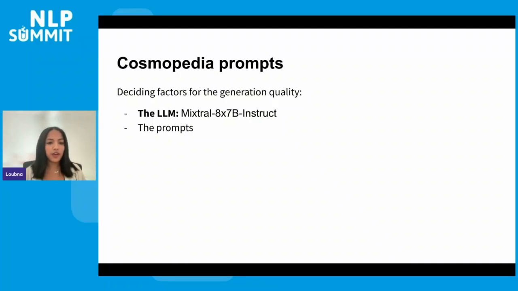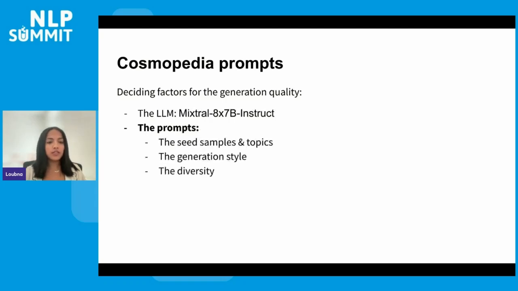So despite the fact that, for example, Llama 3 was better than Mixtral on the benchmarks, the synthetic data that was generated yielded models that had similar performances. So we decided to keep Mixtral also for version 2. So this is the first deciding factor for the quality of generations. The second deciding factor is what you include in the prompts. This means the seed samples and the topics, and also the generation style and diversity.